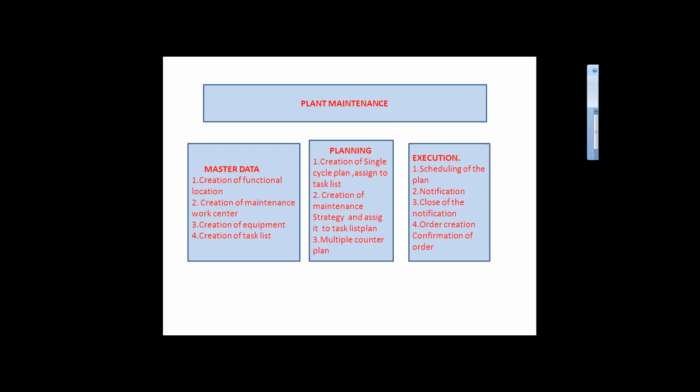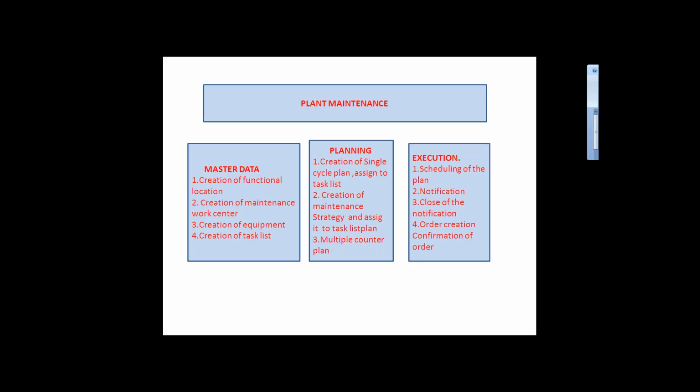Then maintenance strategy plan means for some equipment you may do cleaning after 30 days, polishing after 60 days, painting after 90 days. So if some periodic maintenance activities are there, we map them in the strategy plan.